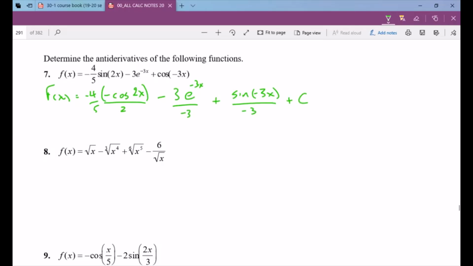We should tidy this up. Negative times negative, 4 over 10 ends up being 2 over 5, or 2 cos 2x. The negative 3's in this next one divide out, and so this is just e to the negative 3x. Minus 1/3 sine of negative 3x. And that's it. Oh, plus c. That's it.